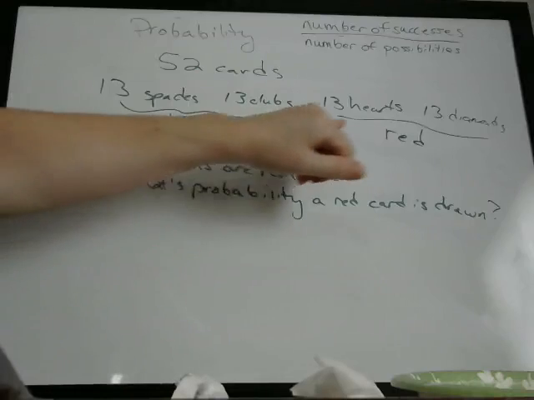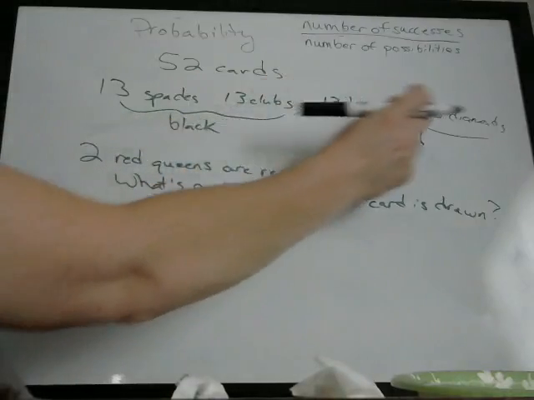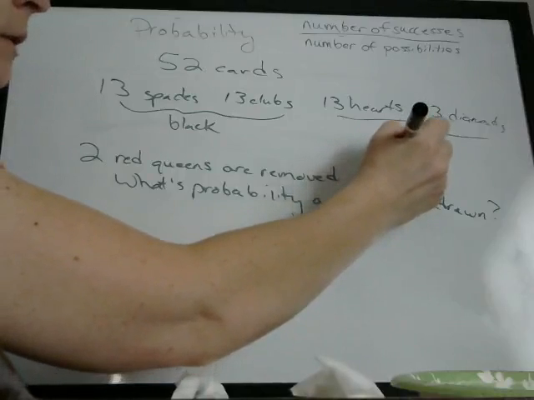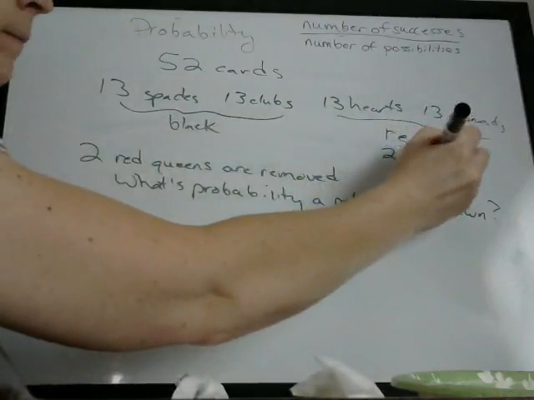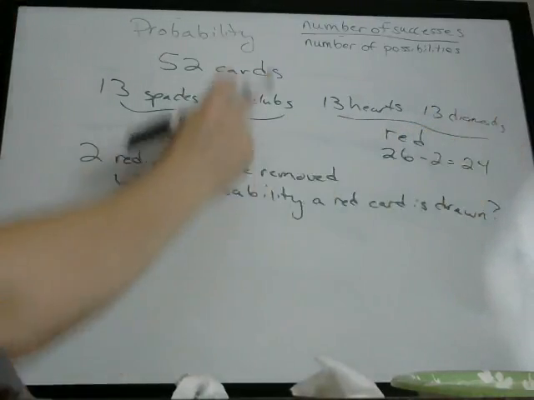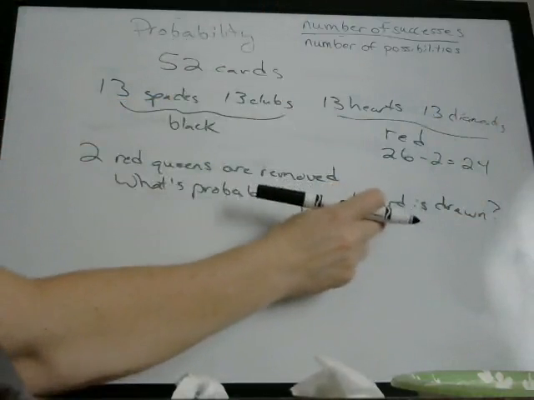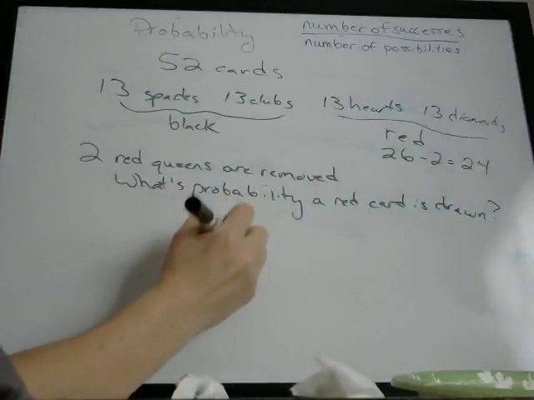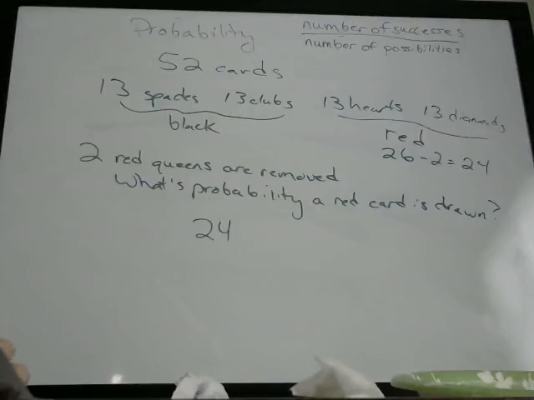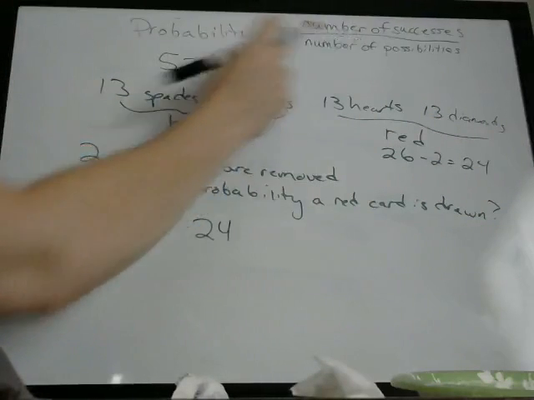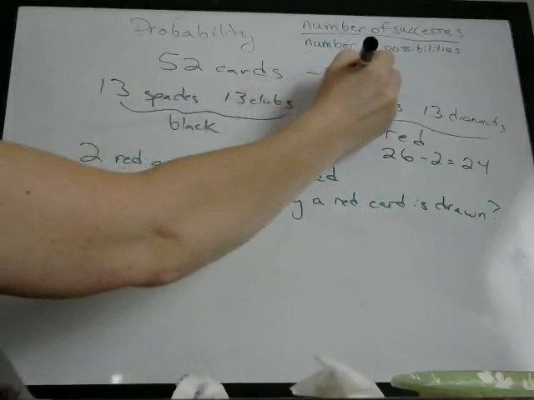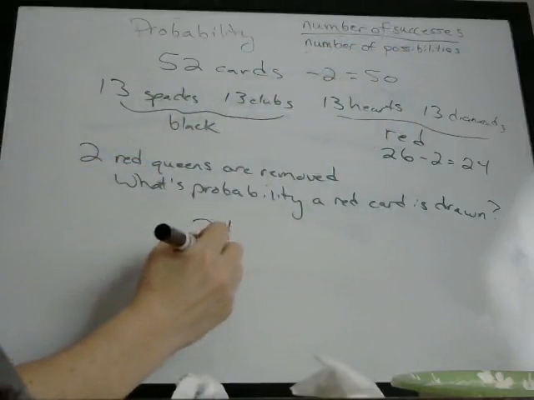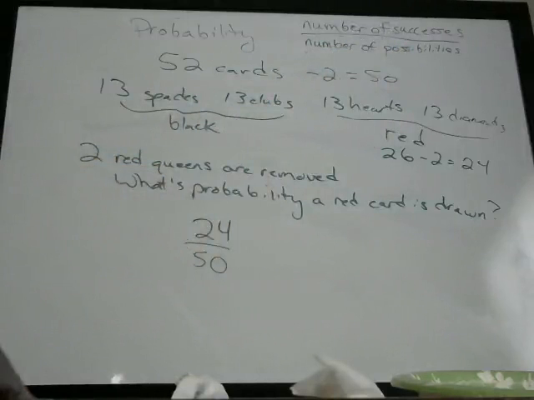Okay, so remember, in our red cards, normally there's 13 hearts, 13 diamonds, so normally there's 26 total red cards, but we've taken out 2 of them. So now there's only 24. So our number of successes that a red card is drawn, there's only 24 cards that are red that are left in the deck. What's the total number of possibilities? Well, normally there's 52 cards, but we took out 2 of them. So now there's only 50 cards. So it's 24 over 50. That's the probability that a red card is drawn after you take out 2 red queens.